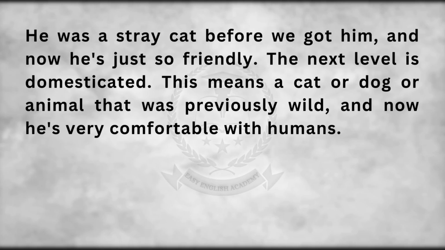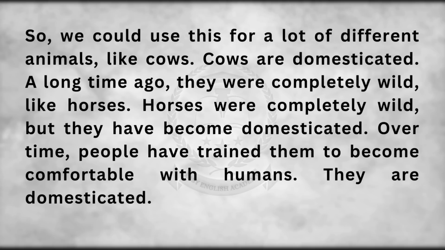The next level is domesticated. This means a cat or dog or animal that was previously wild, and now he's very comfortable with humans. So, we could use this for a lot of different animals, like cows. Cows are domesticated. A long time ago, they were completely wild, like horses. Horses were completely wild, but they have become domesticated. Over time, people have trained them to become comfortable with humans.